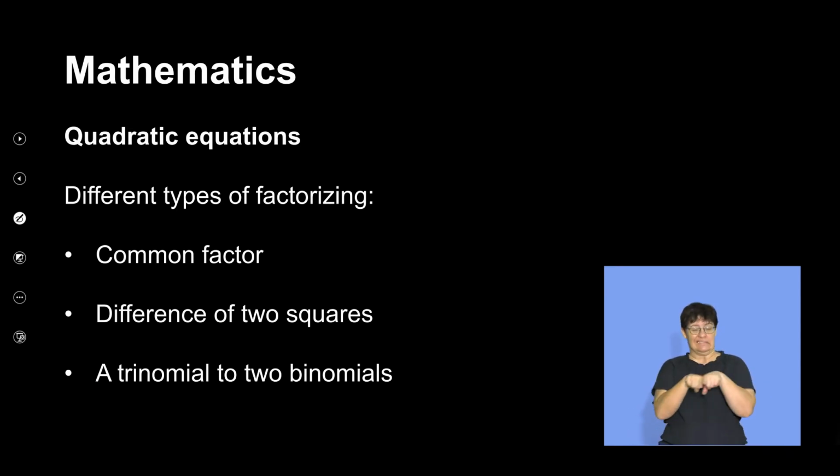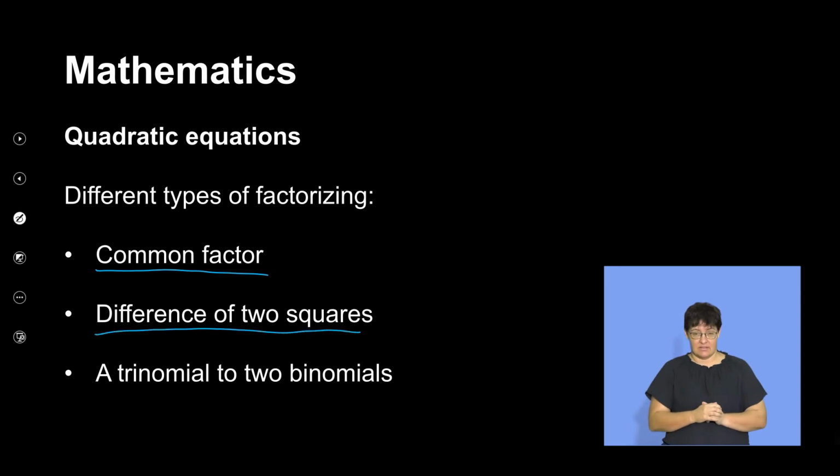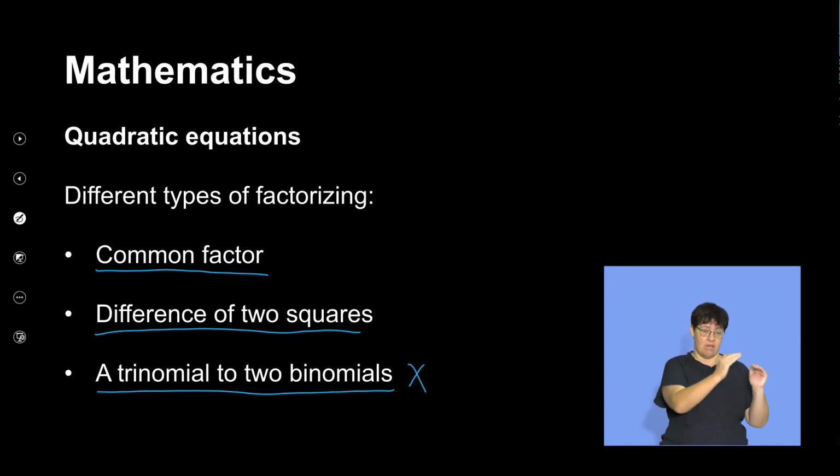Now, the different types of factorizing, the very first one, remember, is the common factor one, and the difference of two squares, and then a trinomial to two binomials. That's the one that we've already looked at, right? But the most common one is actually the common factor, right? That's like me saying common a lot of times.